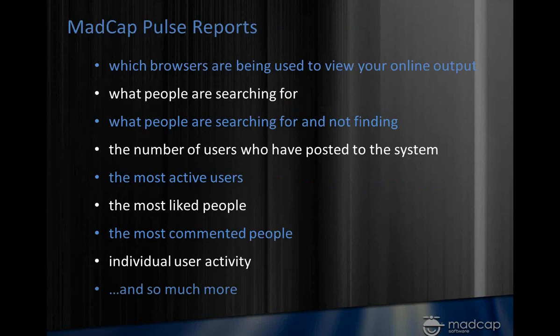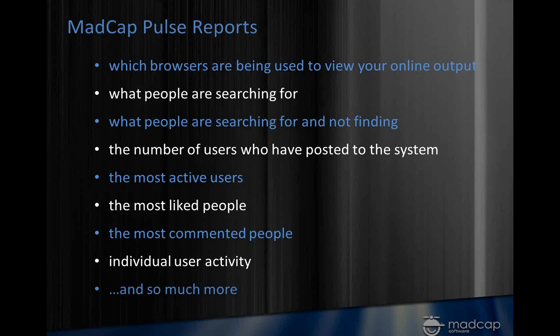Which browsers are being used to view your output? What are people searching for? Most importantly, what are people searching for and not finding? Another cool tool within Pulse is, let's say there's somebody in the UK typing in prawn and they're not finding what they need because you use the word shrimp in your documentation. You can go right into Pulse without having to revise your actual documentation and create search synonyms within Pulse so people automatically begin to find what they're looking for.